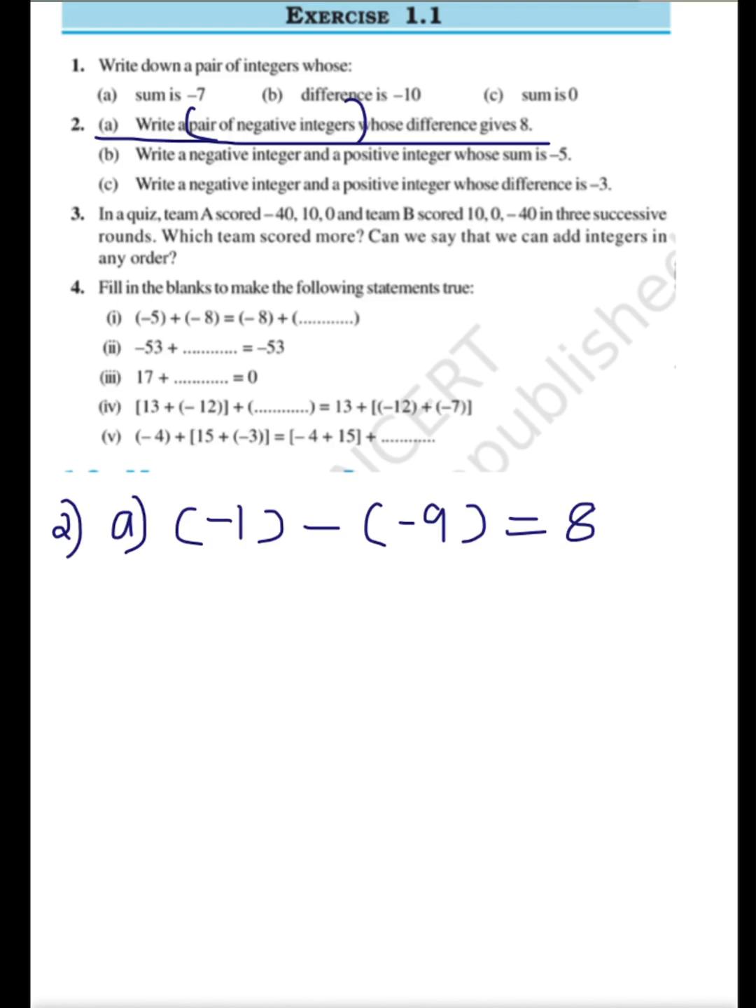You can use any other pair also. This is just an example. For example, you can use minus 2. You know that to get 8, you know that 10 minus 2 is 8.